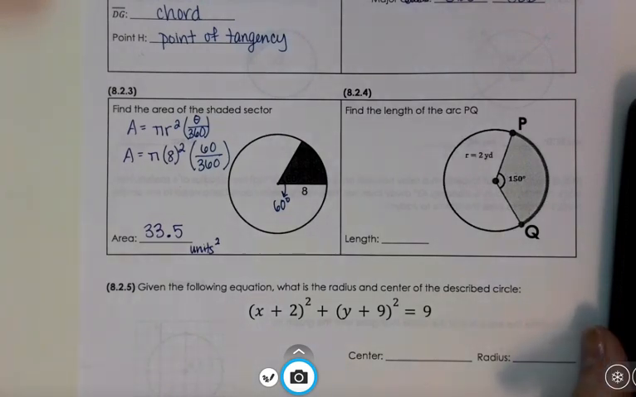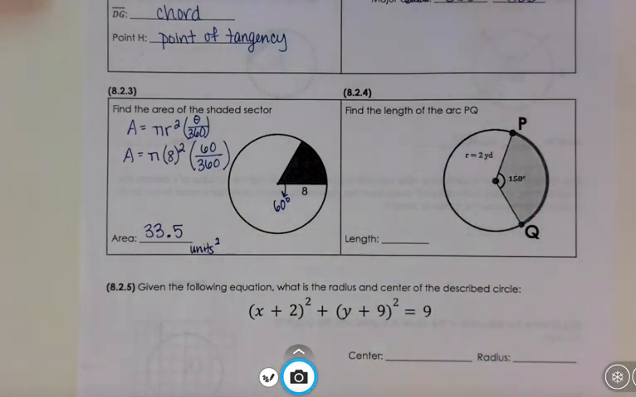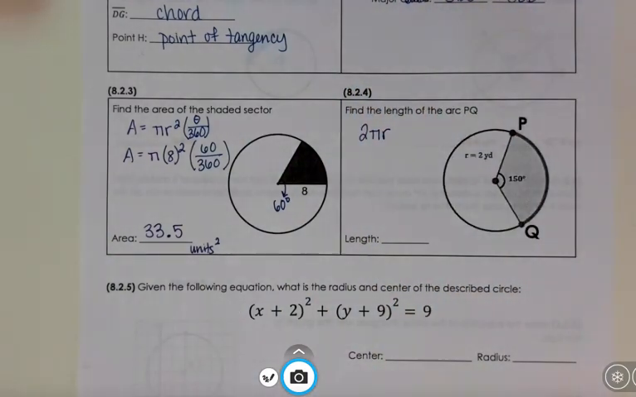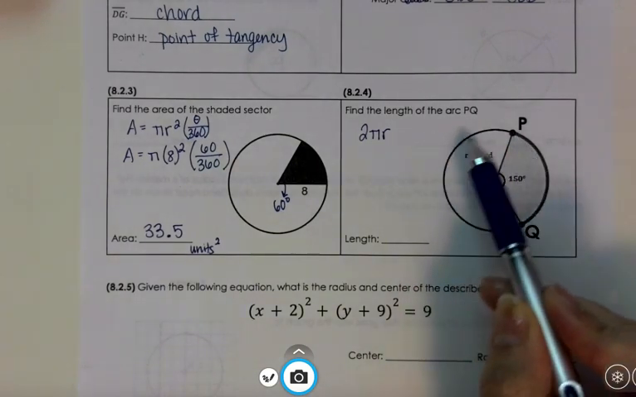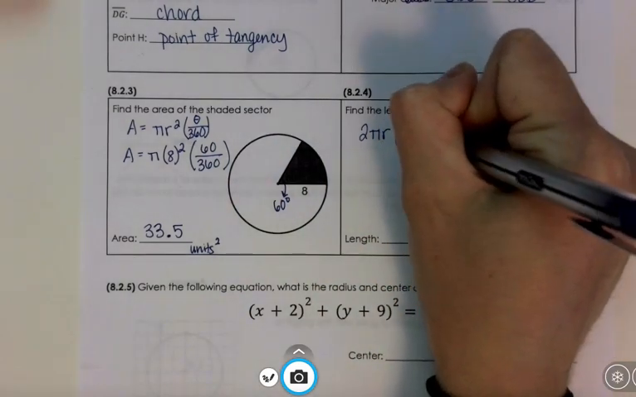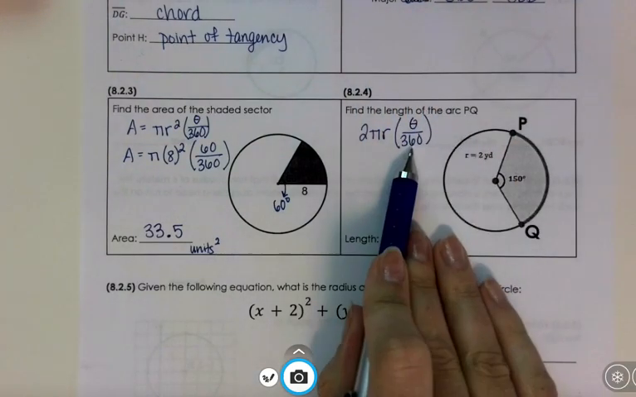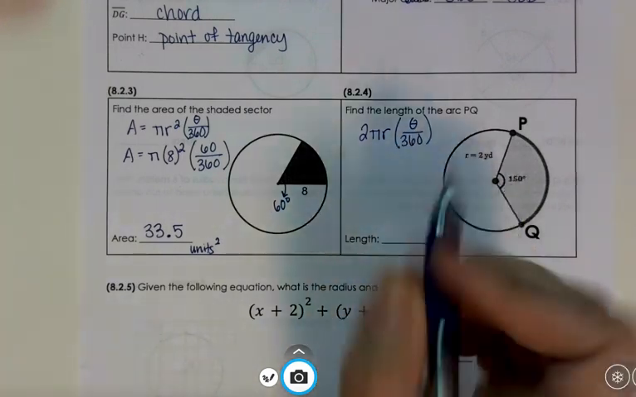For 8.2.4, we're looking at the arc length, so the length of our arc. For this one, we're going to take the formula for our circumference, which is 2 pi r. So that will give us the entire outer edge of my circle. But again, I only want a portion of it, so I'm multiplying this by theta over 360. Because 360 is my entire circle, I only want the central angle of what I'm given here.